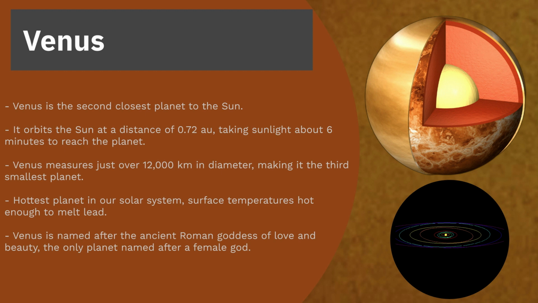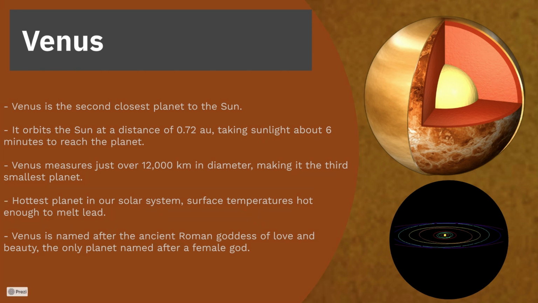Venus, being the third brightest object after the sun and moon, was named after the ancient Roman goddess of love and beauty, and it is the only planet named after a female god.